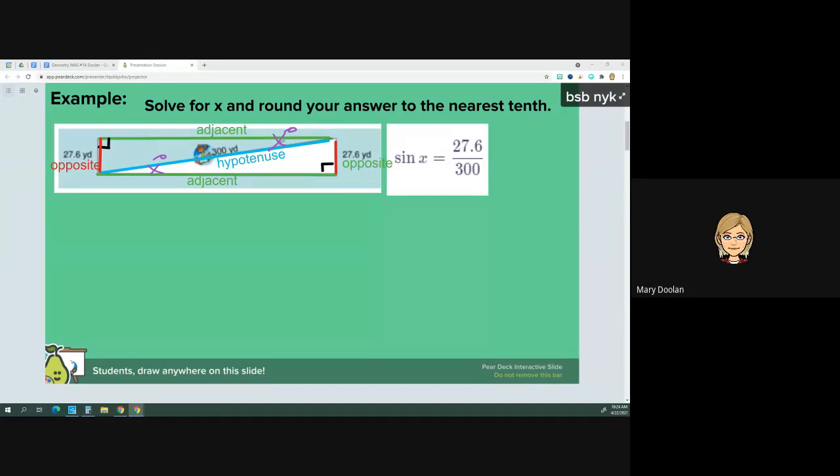Okay, but when I'm setting up this equation, I can only have one unknown, and my unknown is the x. That's what I don't know. But I have to use what I do know, and I know the opposite, and I know the hypotenuse. And so from SOHCAHTOA, I have the hypotenuse, and I'm also given the opposite.